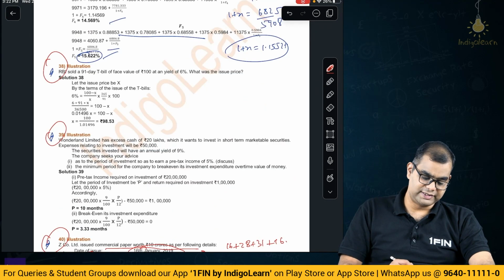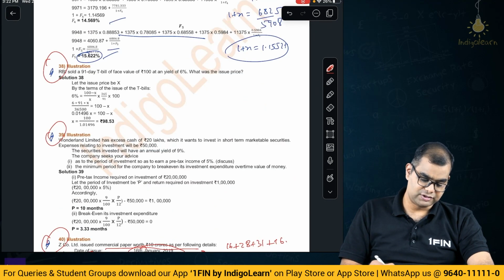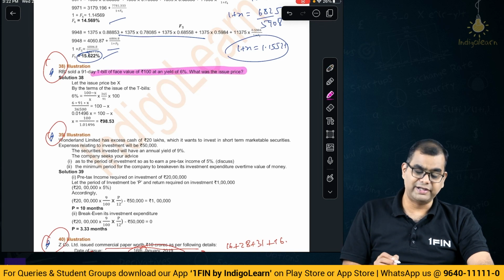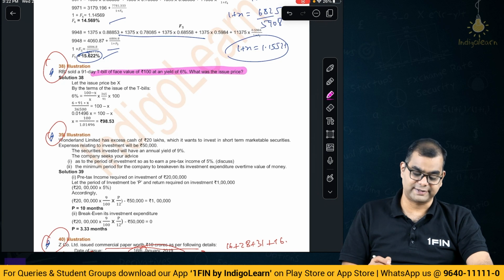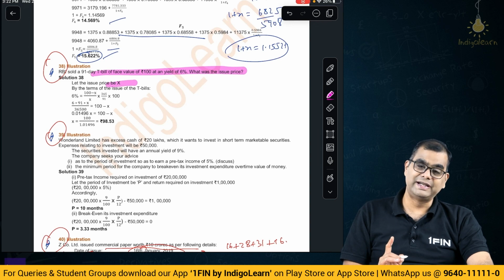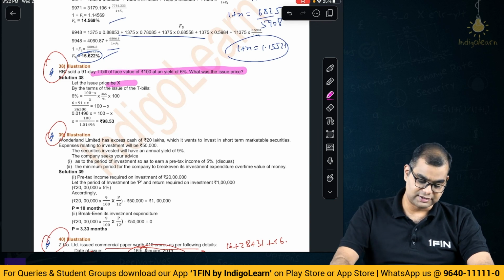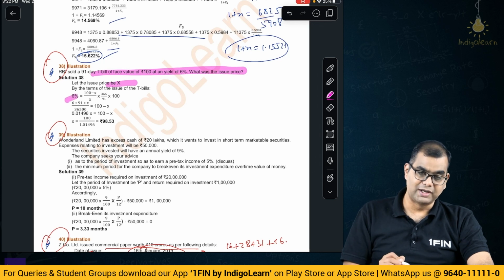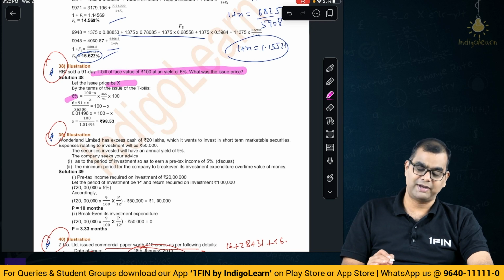Let us look at this next problem. RBI sold a 91-day T-bill at face value of 100 and yield of 6%. What was the issue price? So, let the issue price be X. So, issued at X rupees, face value is 100, but the yield is 6% for 91 days. So, you do the same thing like what we did in the previous problem.